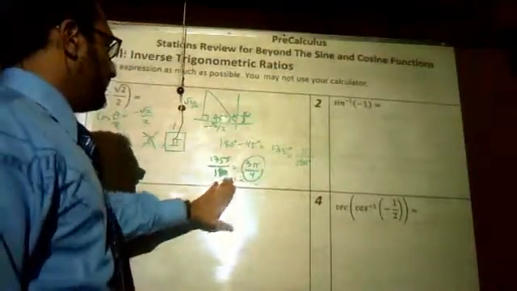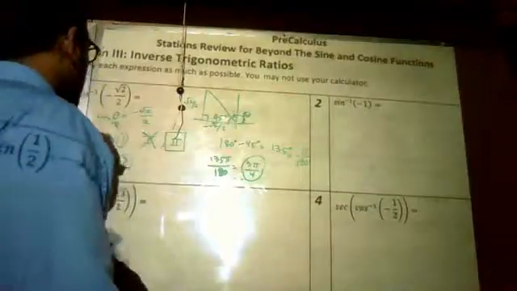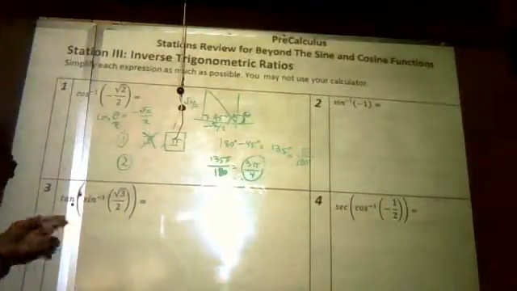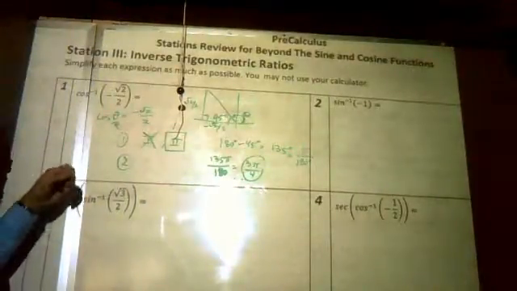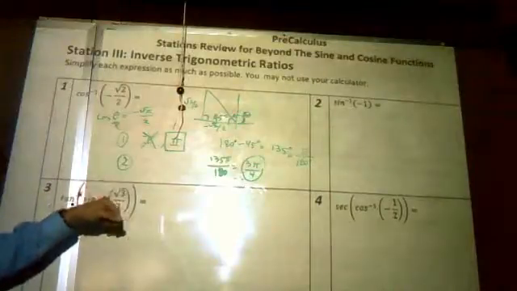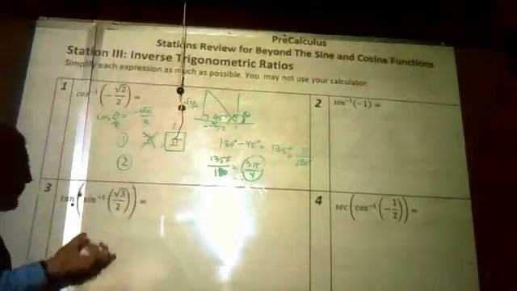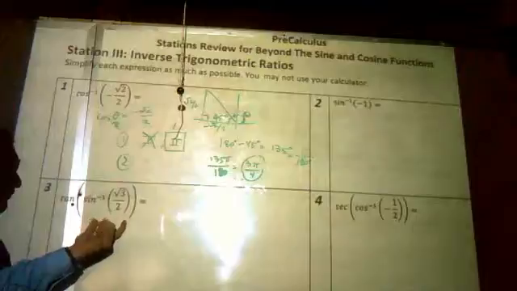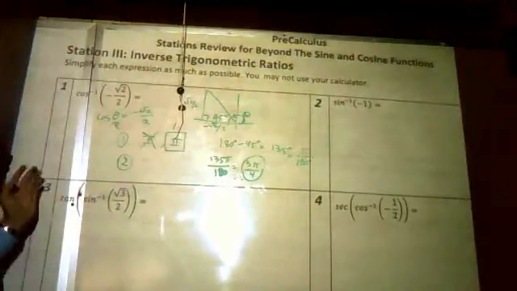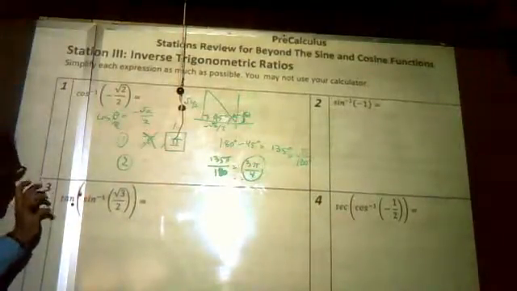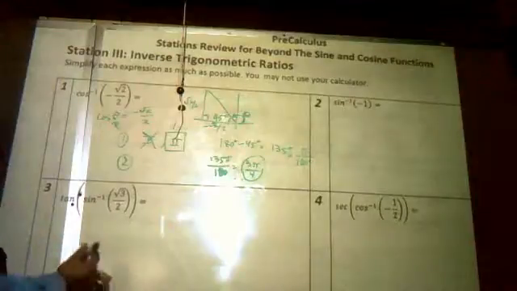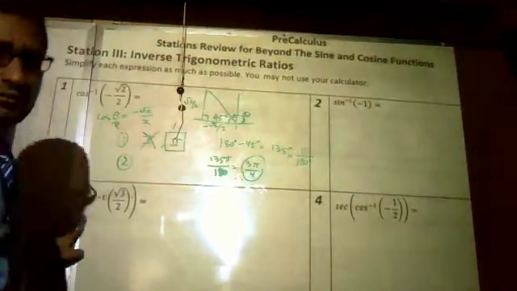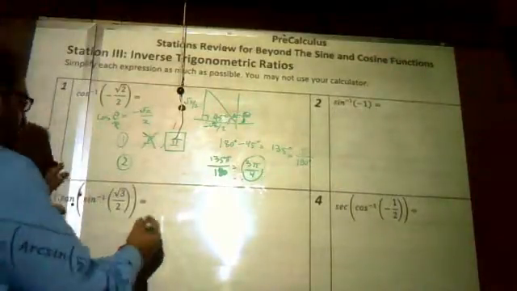Alright. So what if we had a little bit more of a difficult problem? If we had the tangent of this inverse sine of square root of 3 over 2. All we're going to do is work the inside first. Whatever you get on the inside, then you take the outside function and perform it. So let's do that. The inverse sine of square root of 3 over 2.